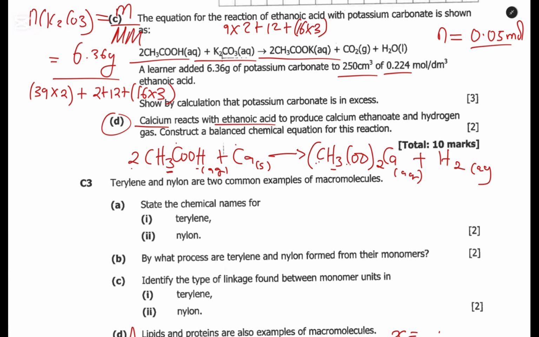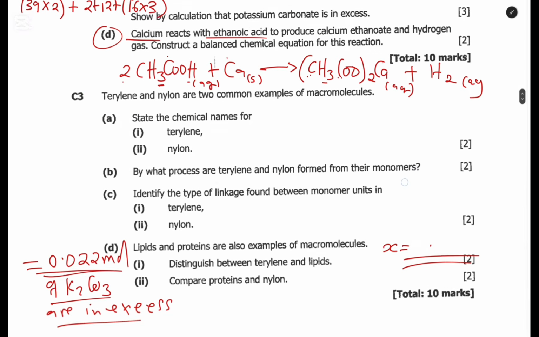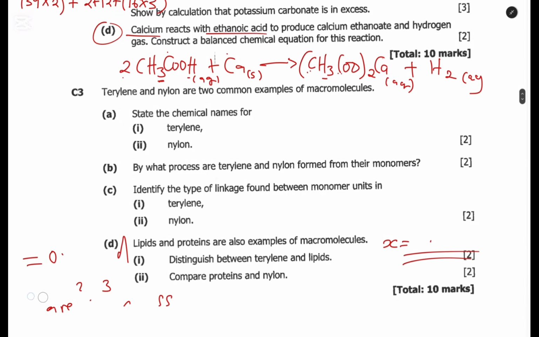Okay, then let us answer the last question, which is C3. The question is on organic chemistry. Terylene and nylon are 2 common examples of macromolecules. State the chemical name for terylene. What is the chemical name for terylene? So the chemical name is called polyester.